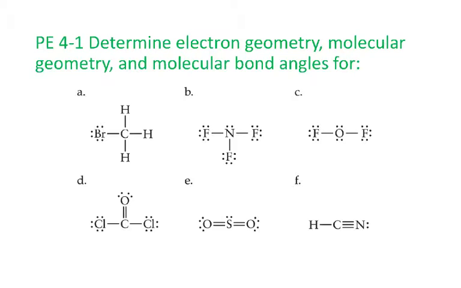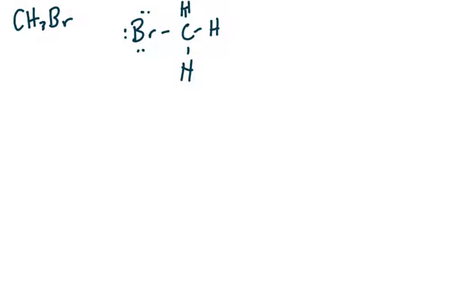Okay, so the first one, CH3Br, has this Lewis structure. And so the electron geometry, all we need to know for this is the number of bonding groups. So how many bonding groups are there? There's 4 around the central atom, right? So that gives us tetrahedral.